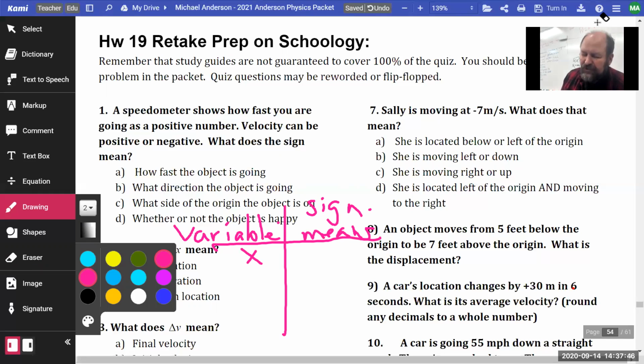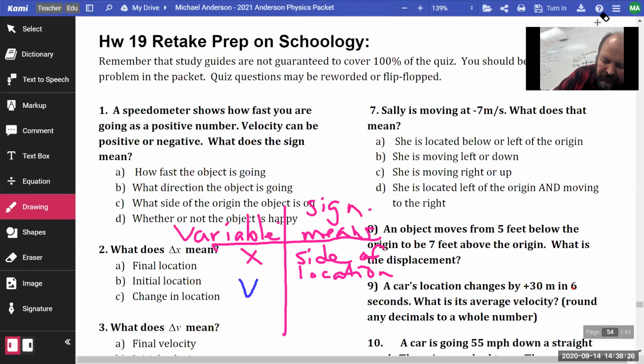When it comes to the x, the positive and negative sign means what side of the origin the object is located. Is it currently on the left side or the right side? We do not know which direction it's moving. It doesn't matter. That doesn't affect the sign of the x. All that we're worried about is on what side of the origin we would have to look in order to find the thing.